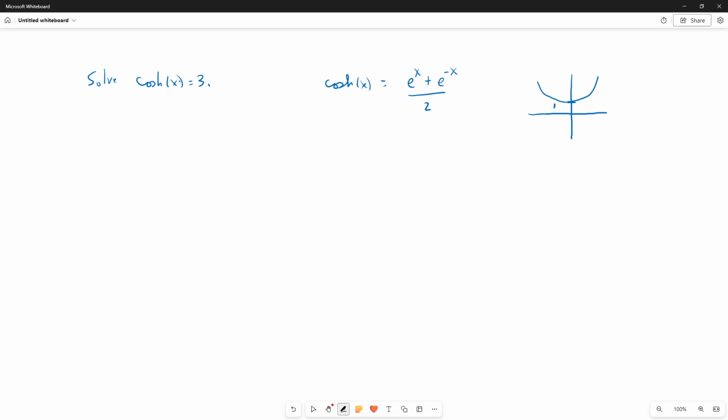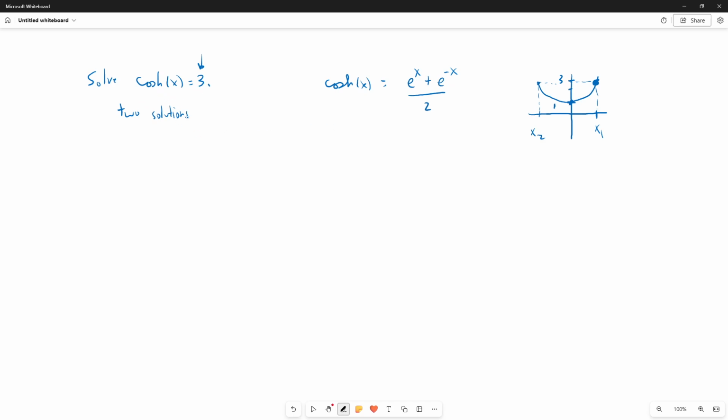So the equation cosh x equals 3 should have two solutions, a positive solution here and a negative solution over here. So x1 and x2 solutions. So we should have two solutions. And if this number here was less than 1, there would be no solutions. And if this number was equal to 1, then there would be one solution, and that's x equals 0.